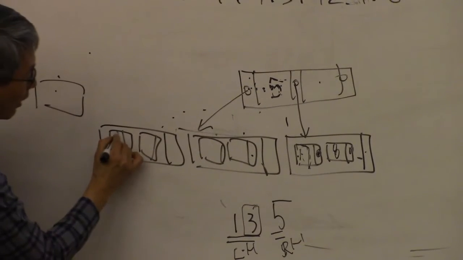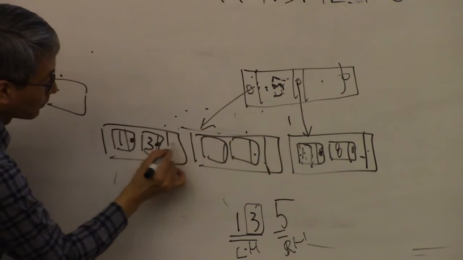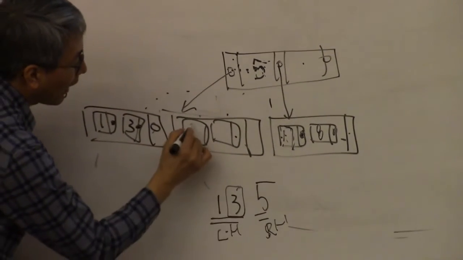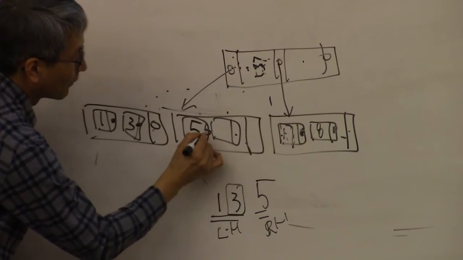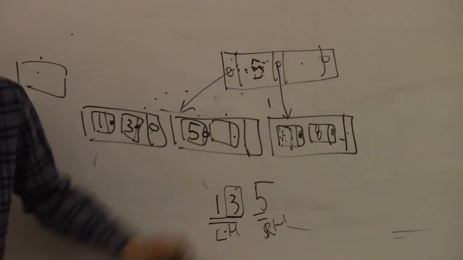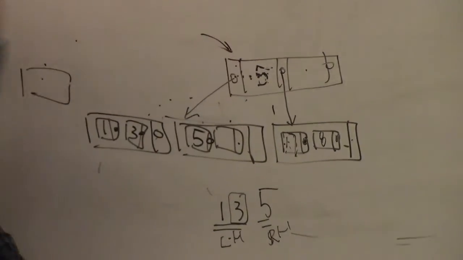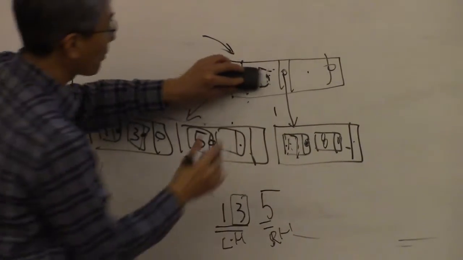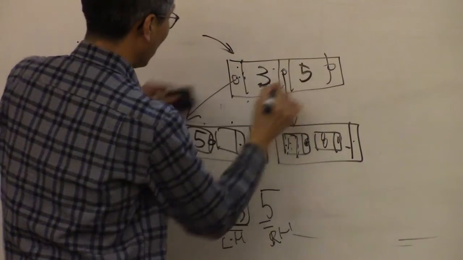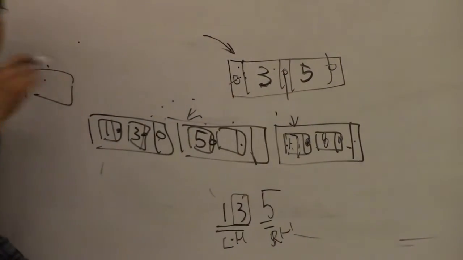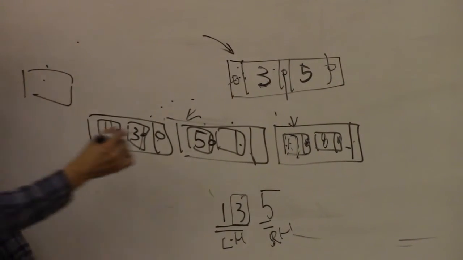Like that. So 1, 3 is here, and the 5 is here. Then 3 will be copied to the parent, which means insert into here. So there is a space for 3 and 5. Same thing, reorganize the pointer.